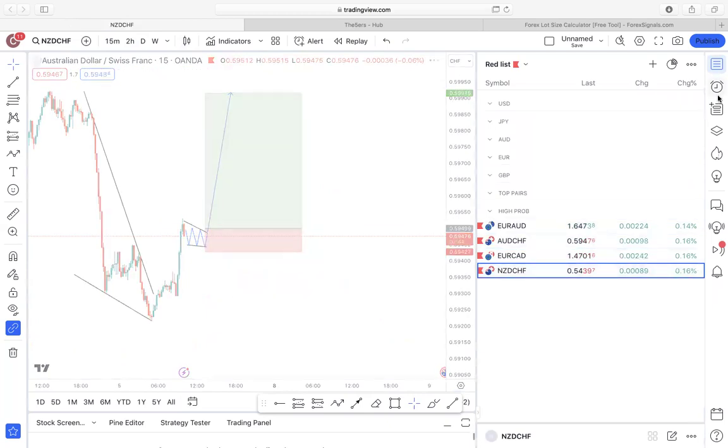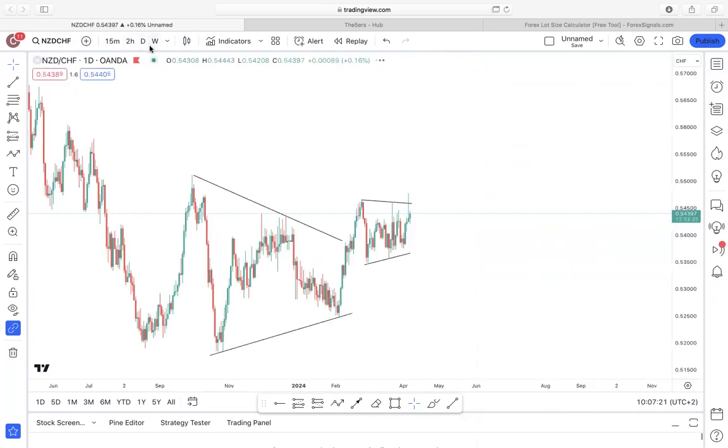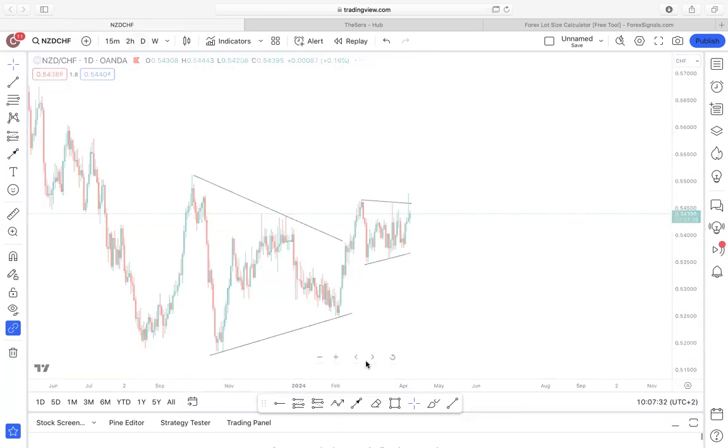Now for our final pair, which is the New Zealand dollar over the Swiss franc. Let us jump onto the daily. On the daily time frame, we see price coming from this impulsive move, giving us this corrective structure. So overall, this has a higher probability of impulsing all the way to the upside. And now coming into our mid time frame.